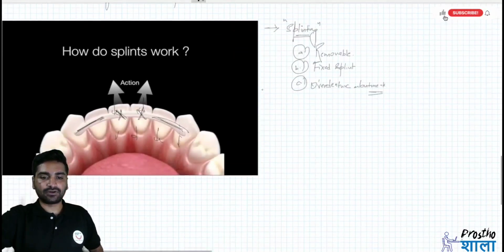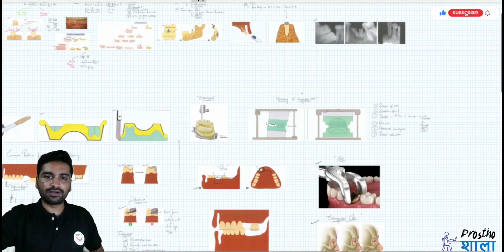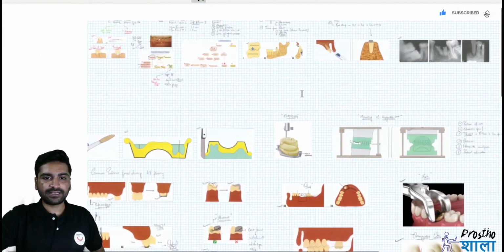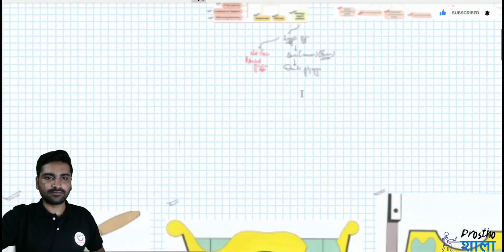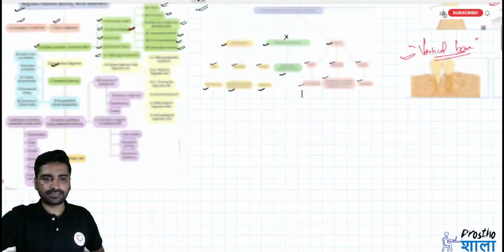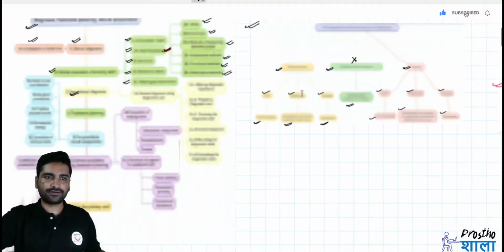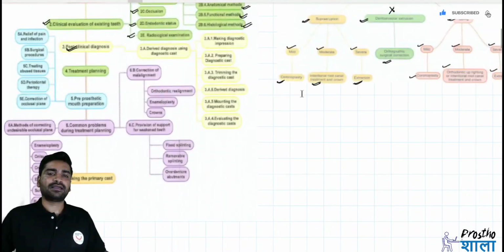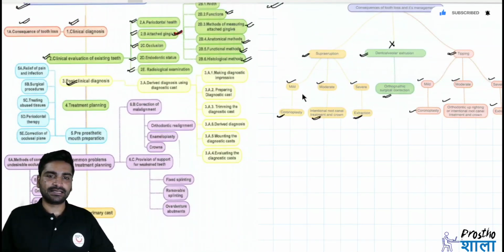So this was all about the diagnosis and the treatment planning involved in fabricating a removable partial denture. Just before ending the class, let me brush up the highlights of what we discussed and what is yet to be discussed in the coming lectures. We have discussed the majority of the topics till now. Only two things are remaining, that is surveying and pre-prosthetic mouth preparation. We discussed the consequences, the clinical diagnosis, and the treatment planning part. The pre-prosthetic part is remaining, right?